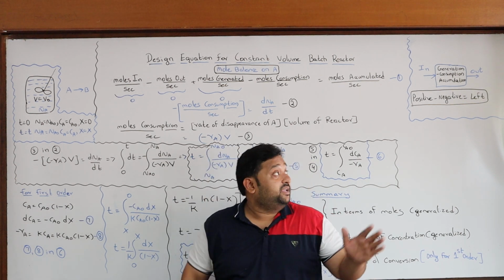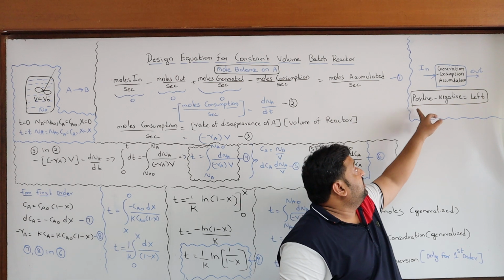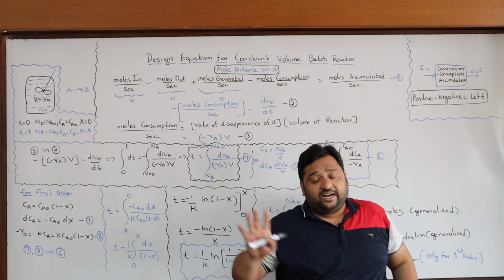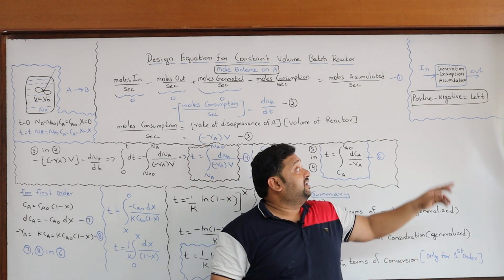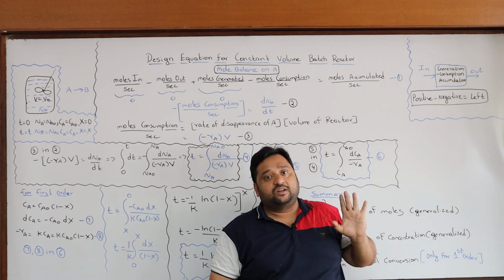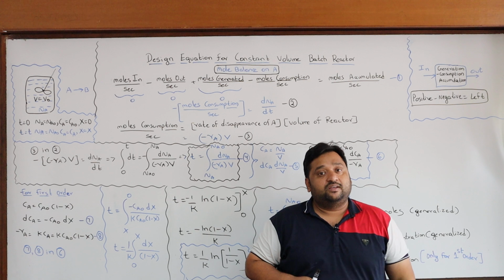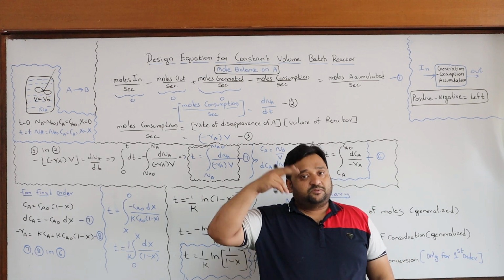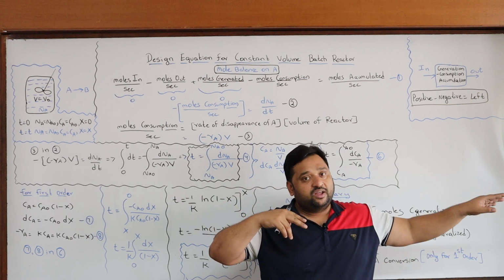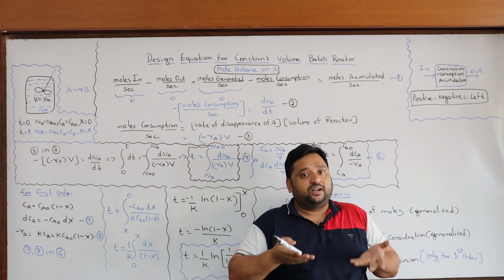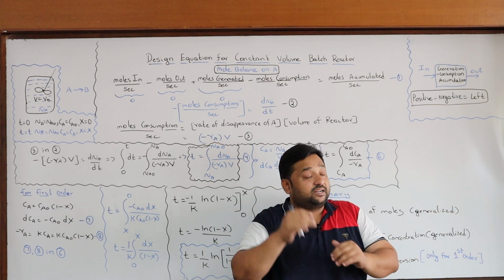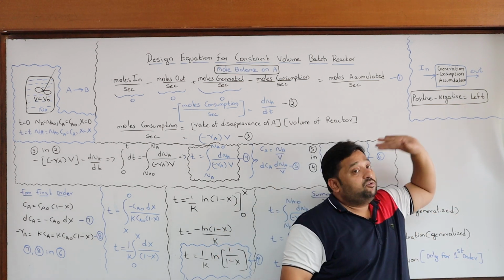So let us come back. Here there is a very simple sense. The entire mole balance I can represent with a simple equation: positive minus negative is equal to left. Anything that comes in is positive, anything that is going out is negative, and what is left remains in the reactor. So positive minus negative is equal to left.